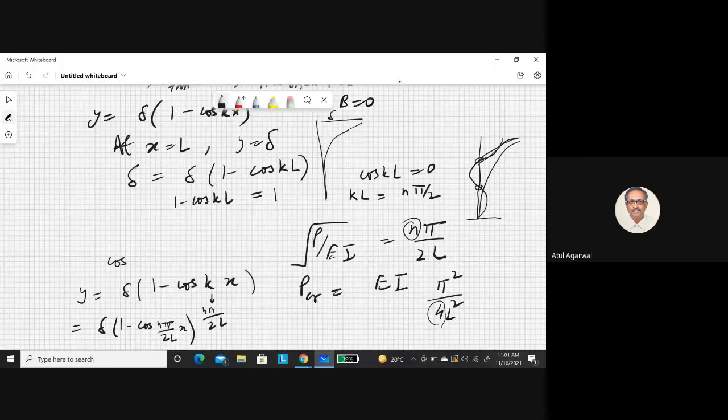Sorry, it will increase. Suppose you put n is equal to 2. Now you see your buckling load is increasing. So buckling load is increasing only when you put additional constraints somewhere in the middle to support the column. Can you see what I'm saying? So that is happening because your shape will change only when you introduce something else to support the column somewhere along its length.